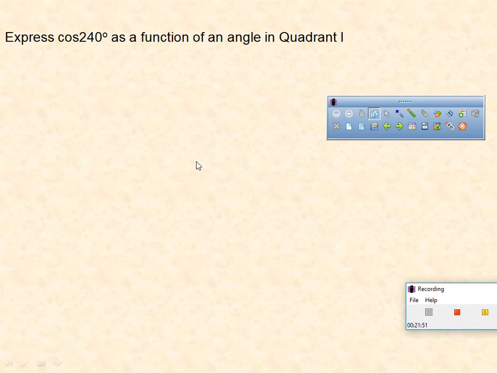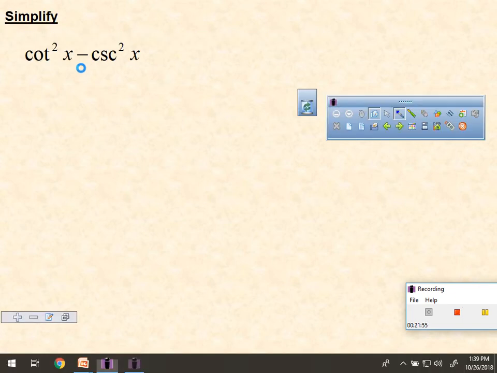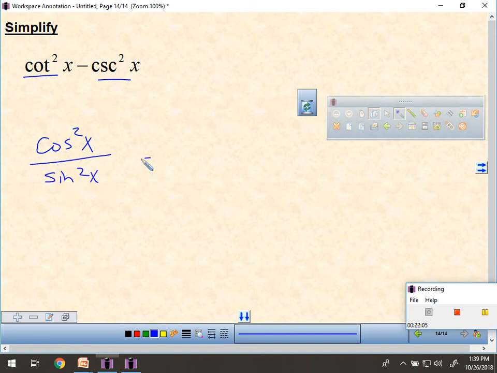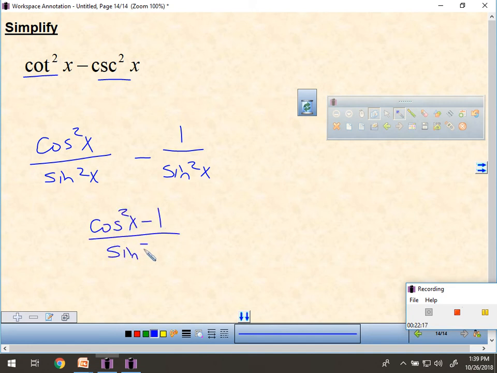All right, for the next one, it wants you to simplify cotangent squared minus cosecant squared. Well, I remember that cotangent squared is cosine over sine, and I also remember that cosecant is 1 over sine, so that's 1 over sine squared. They have the same denominator, so I can combine them together and get cosine squared of x minus 1 over sine squared of x. And then this one, in the numerator, is a Pythagorean identity.